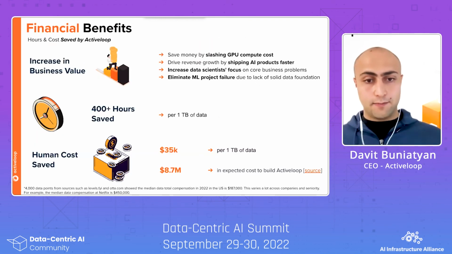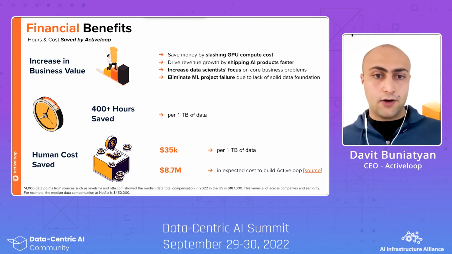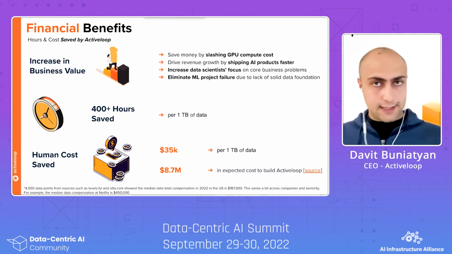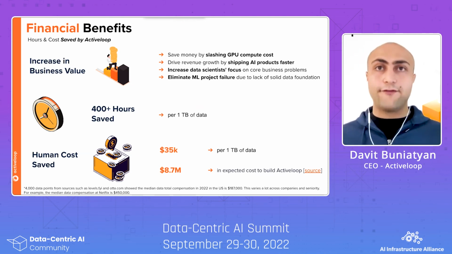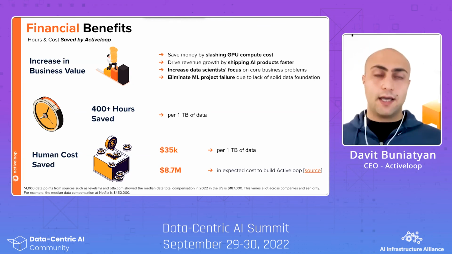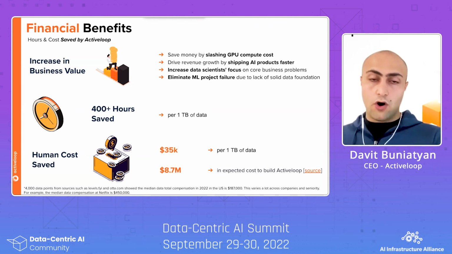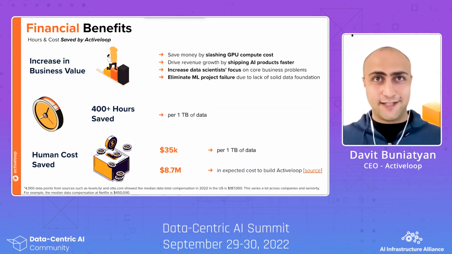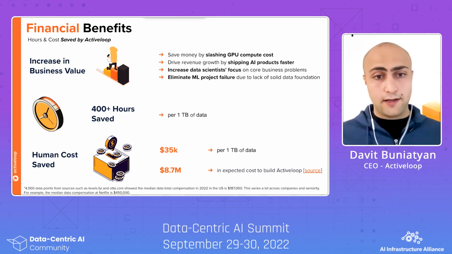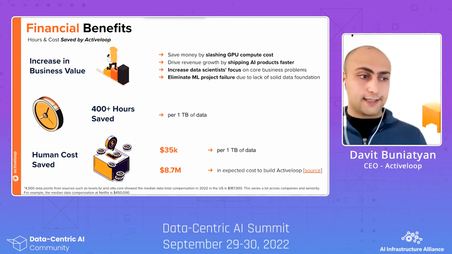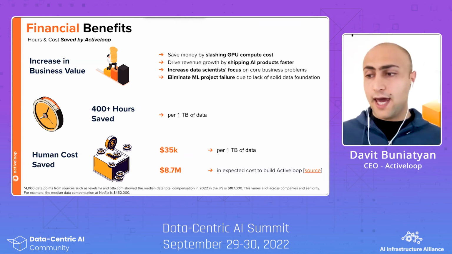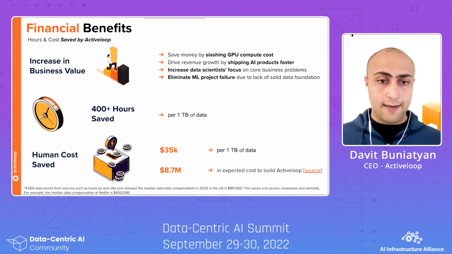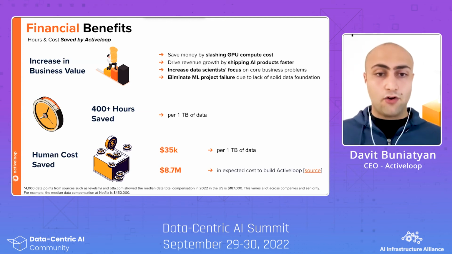We have already deployed this in public companies, and those are the benefits that we have seen, aside from, as we've shown you, slashing the GPU compute costs: helping the companies drive more revenue by shipping AI products much faster, increasing data scientists' focus on core business problems rather than building infrastructure themselves, and eliminating ML project failure. And we have seen how other companies, including Tesla, Salesforce, and Cruise, have a team of 8 very solid data engineers building the same infrastructure and iterating over and over again over the last 3 years.